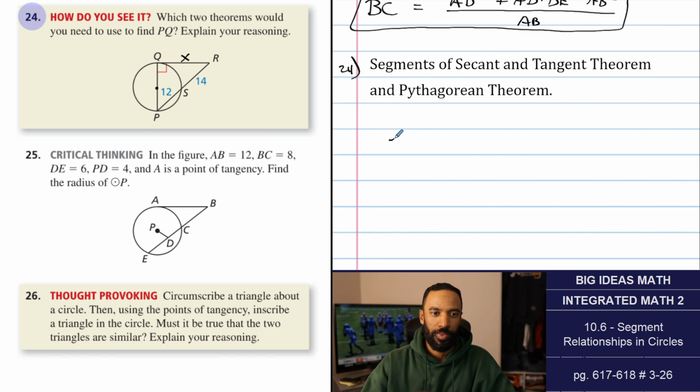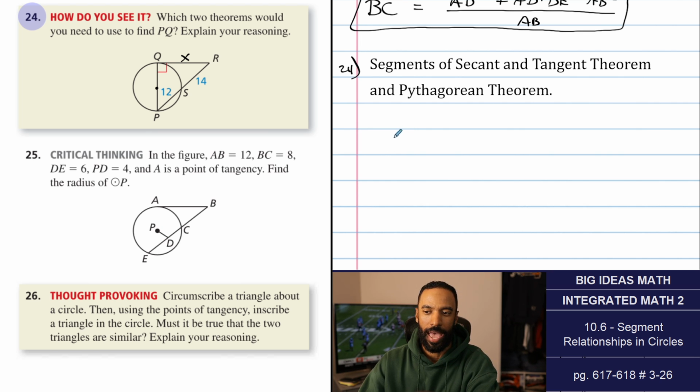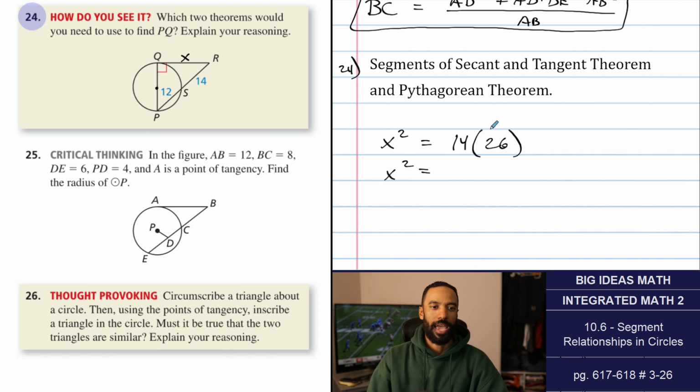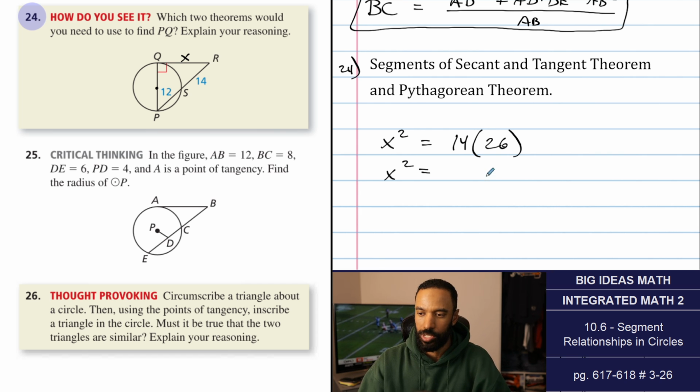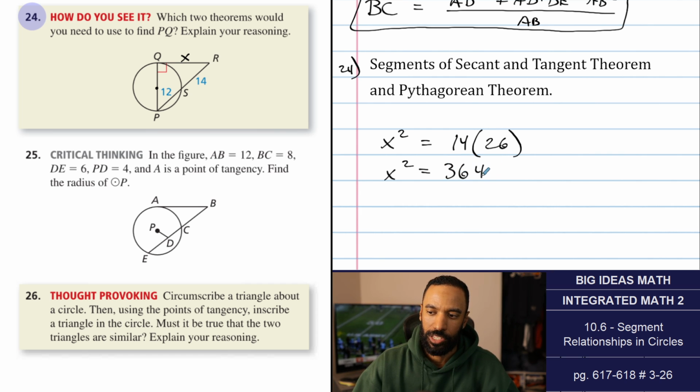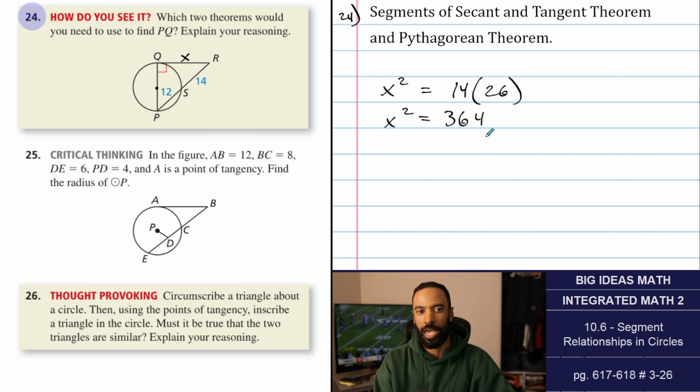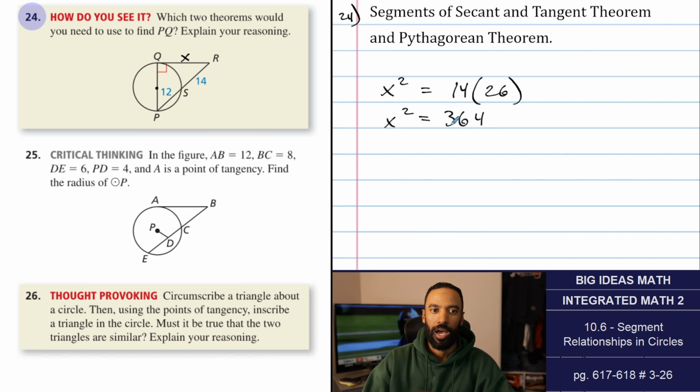We're going to do RQ times, outside times whole of that part, so x squared, x times x, equals outside times whole. 14 plus 12 is 26. So here's the thing. I'm going to compute this. 14 times 26, I don't want to mess up. 14 times 26, I get 364. I don't care what x is. I care what x squared is because I'm going to use Pythagorean theorem to find out the rest of this PQ part.